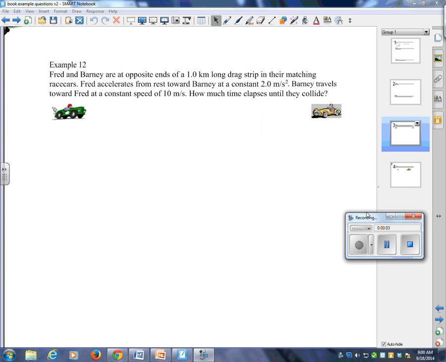Alrighty, well, let's begin here. So today's job is to complete these textbook examples 12 and 13. These are examples of what I call meeting objects, meeting object questions. And then I'll give you some time to do some work.